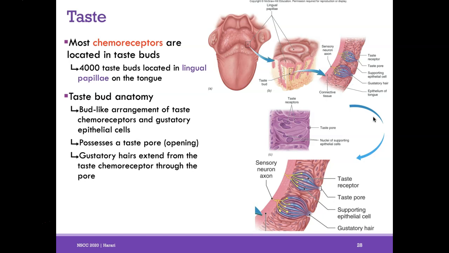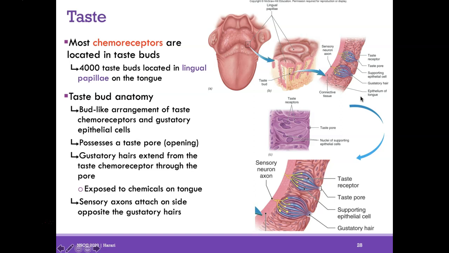So we said the taste hairs go through the taste pores, and each of these taste pores leads to a taste receptor. From the taste receptor, we have sensory neurons that are attached on the opposite side. So we have a gustatory hair on one side, then the taste receptor, and then the sensory neuron axon on the other side.